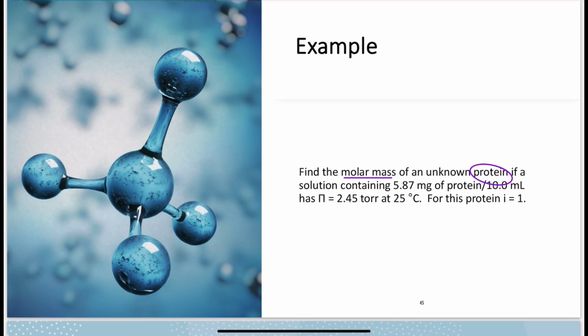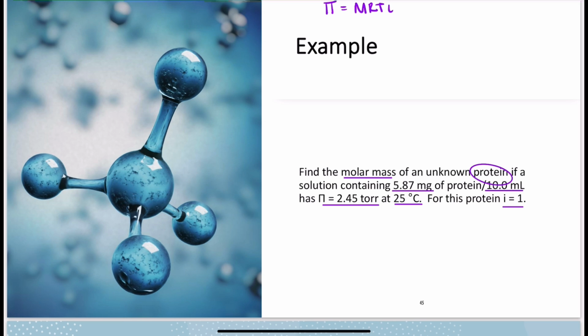I'm trying to find molar mass. I know it's an unknown protein. I know it contains 5.87 milligrams of the protein in 10 mL of solution. Its osmotic pressure is 2.45 torr at 25 degrees C and I equals 1. So I've got osmotic pressure. Pi equals MRTI.